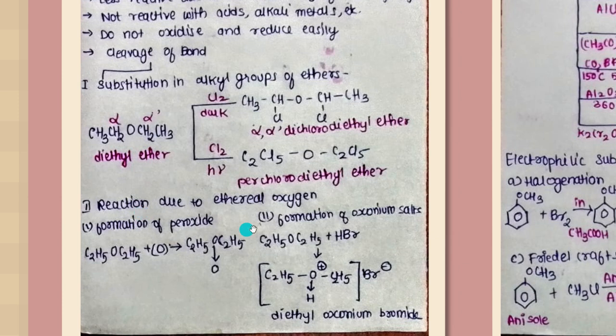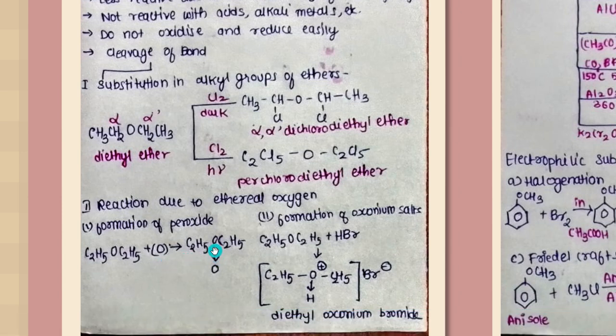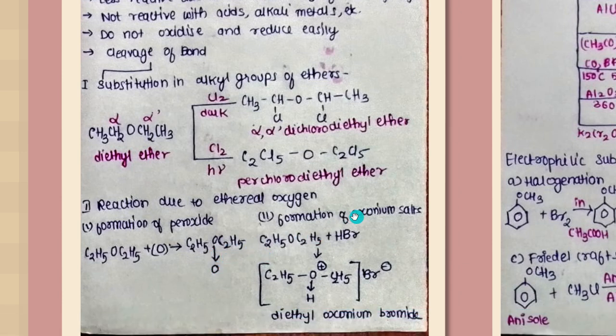Now, secondly, reactions due to ethereal oxygen, the oxygen present in ethers. So firstly, what will happen? The formation of peroxide. Now, this C2H5O C2H5 is diethyl ether. On oxidation this will give me C2H5, and this O will be attached to one more O, that is C2H5. Okay, and next is what?